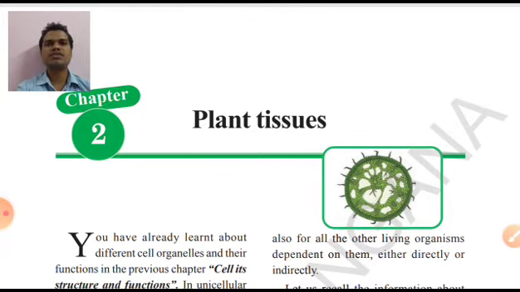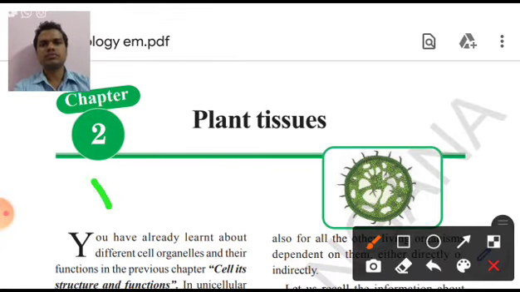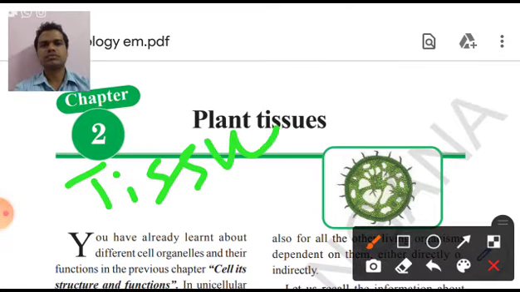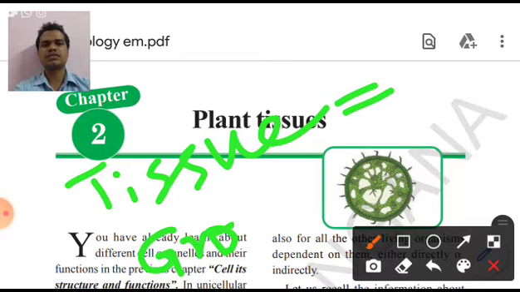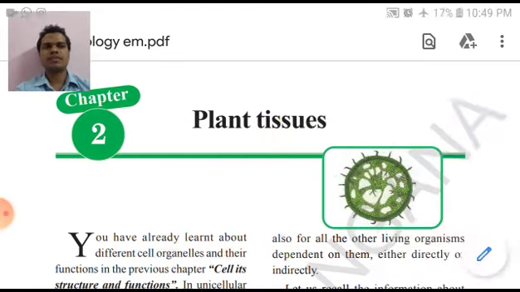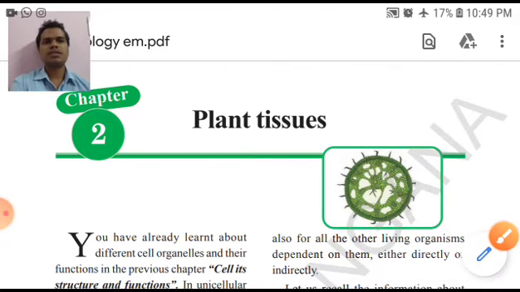Okay, what is the meaning of tissue? So I ask everyone to please take your notebook and write tissue. Tissue is nothing but a group of cells. Simply a group of cells. If you want to write the definition: the combination of two or more cells which look similar in structure and similar in function. So the cells which are similar in structure and similar in function are called tissues.